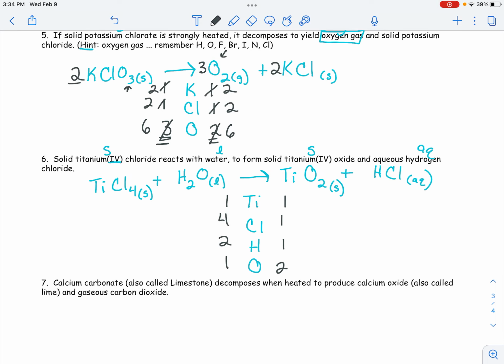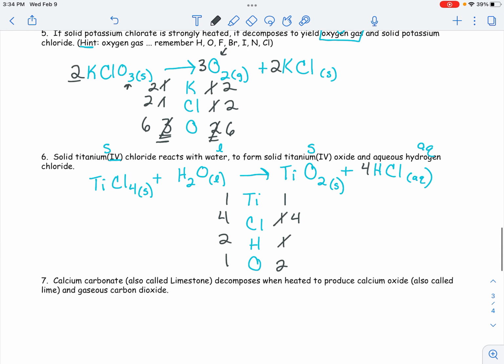And so to get 4 chlorine on my product side, I need to put a coefficient of 4. That's going to change my chlorine. However, it's also going to change my hydrogen. Luckily, it didn't mess with the titanium, so everything's still okay.